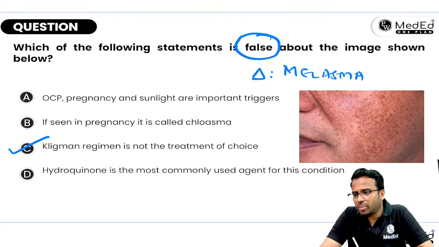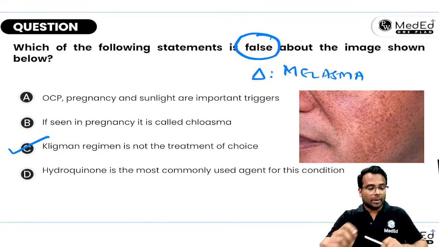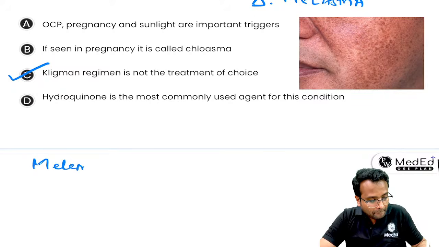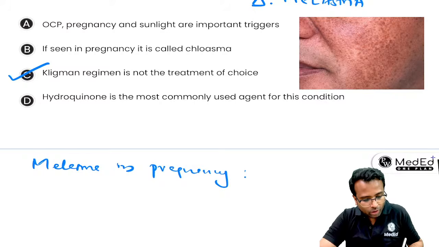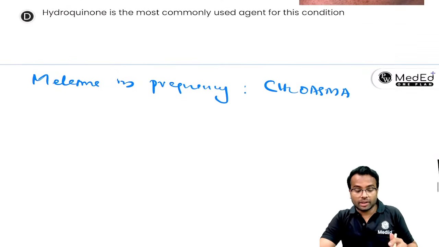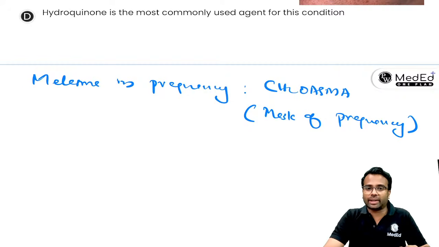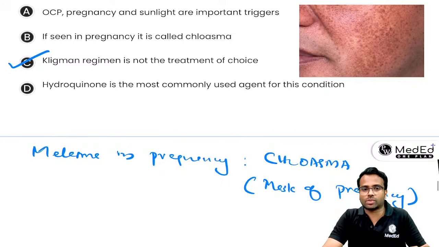So why is somebody saying option B? See, option B is correct, isn't it? Because melasma in pregnancy is definitely called chloasma. This chloasma is even compared to a mask of pregnancy. So it is going to be called chloasma only.